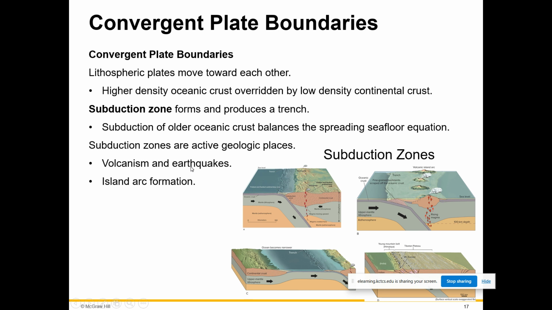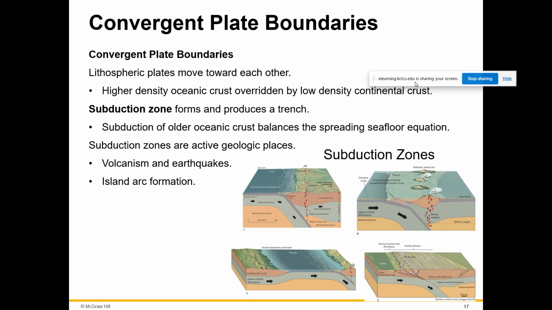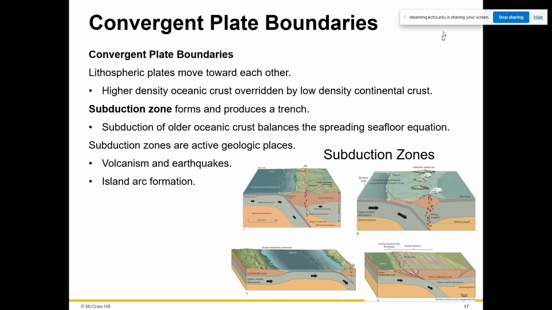All right, convergent. This is the opposite. This is where the two plates are being pushed together. With this, there's actually two subtypes of convergent plates. One is subduction zone, and this is where the oceanic material is colliding with continental crust. The continental crust is very silica rich, where the oceanic material has a lot of iron and magnesium in it. So it's more dense. It likes to sink, so it goes underneath the continental crust.